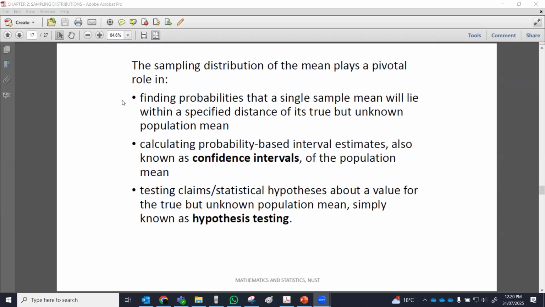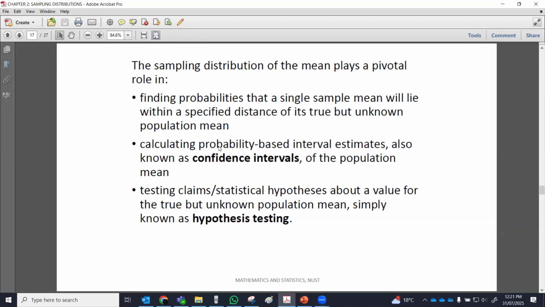Good afternoon. So today we look at the sampling distribution of the population proportion. So far we've looked at the sampling distribution of the mean, and we said one reason this is an important topic to study is that it helps us find the probabilities that a single sample mean will lie within a specified distance of its true but unknown population mean.